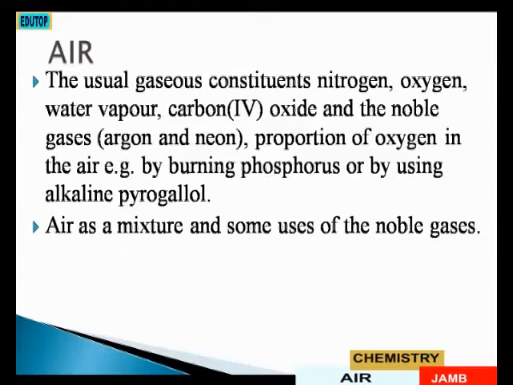Next topic here is air. The usual gaseous constituents are nitrogen, oxygen, water vapor, carbon dioxide, and the noble gases, which majorly you have argon and neon. Proportion of oxygen in the air, e.g., we have ways by which they can be absorbed because of their affinity for such substances.